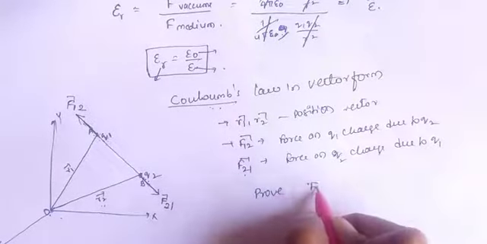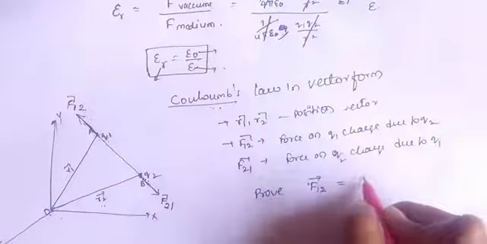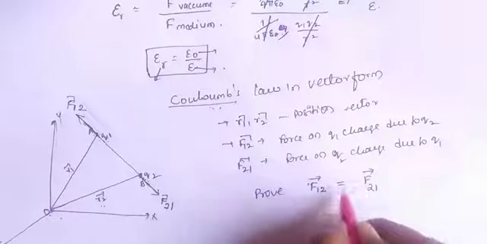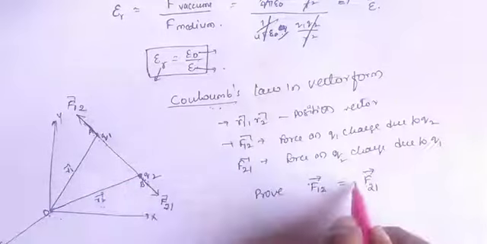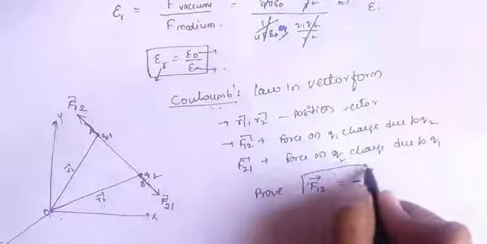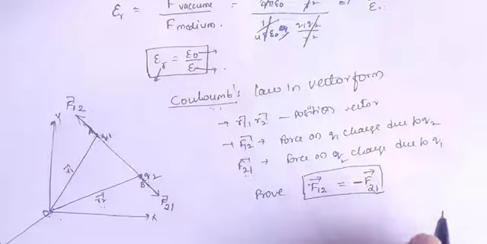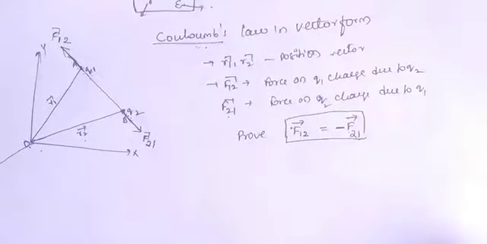prove that the force on the first charge due to the second charge is equal to the force on the second charge due to the first charge. That is, the magnitude is the same, but both are in opposite directions. So here we have to get the negative sign. First we have to prove this one. Now according to Coulomb's law, we already learnt the magnitude of the force.